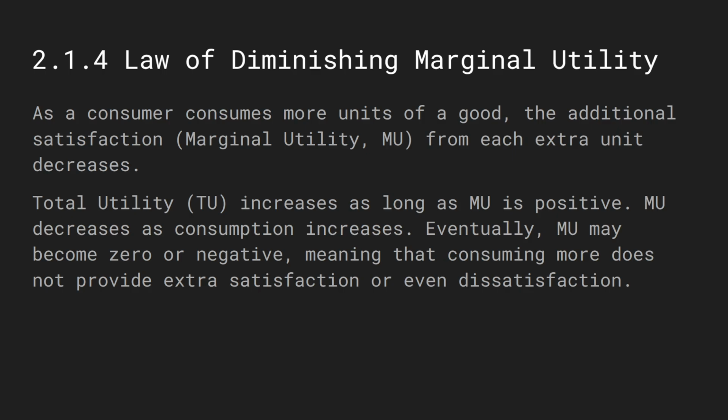Total utility increases as long as marginal utility is positive. Marginal utility decreases as consumption increases. Eventually, MU, or marginal utility, becomes 0 or negative, meaning that consuming more does not provide extra satisfaction, or even results in dissatisfaction, as we have seen in the previous curves.